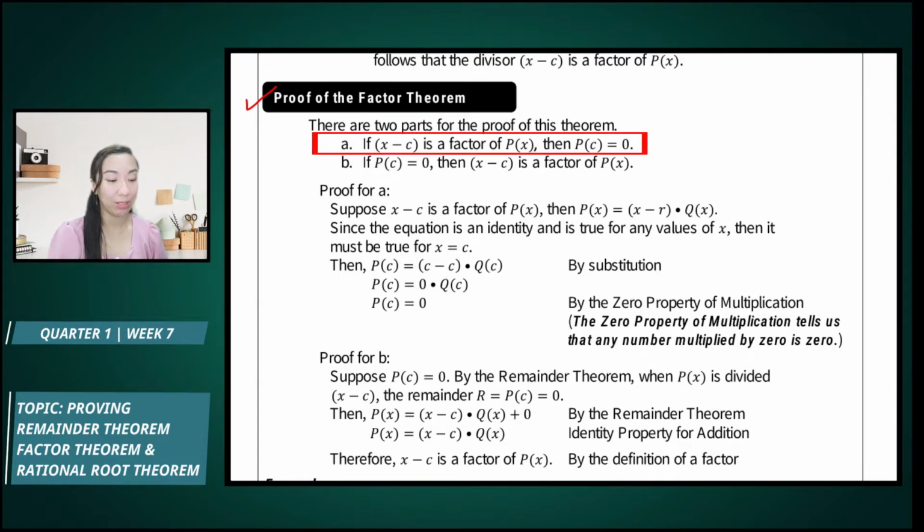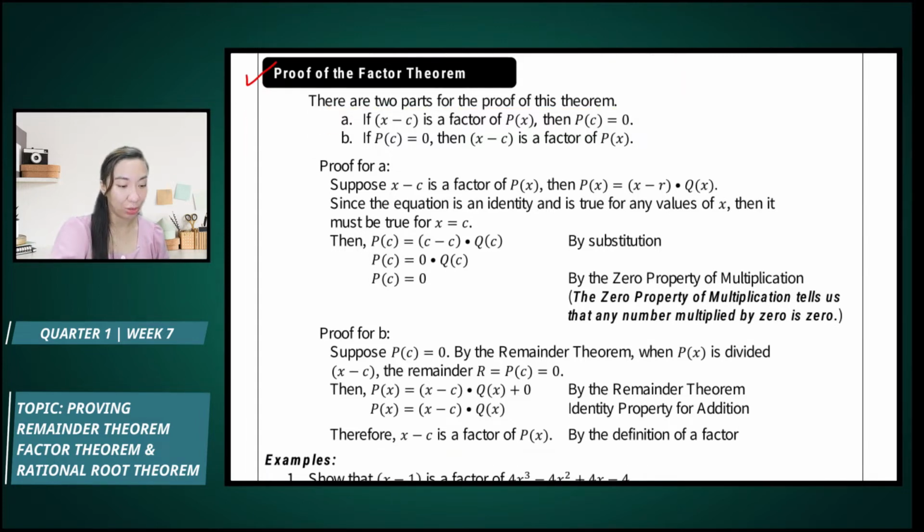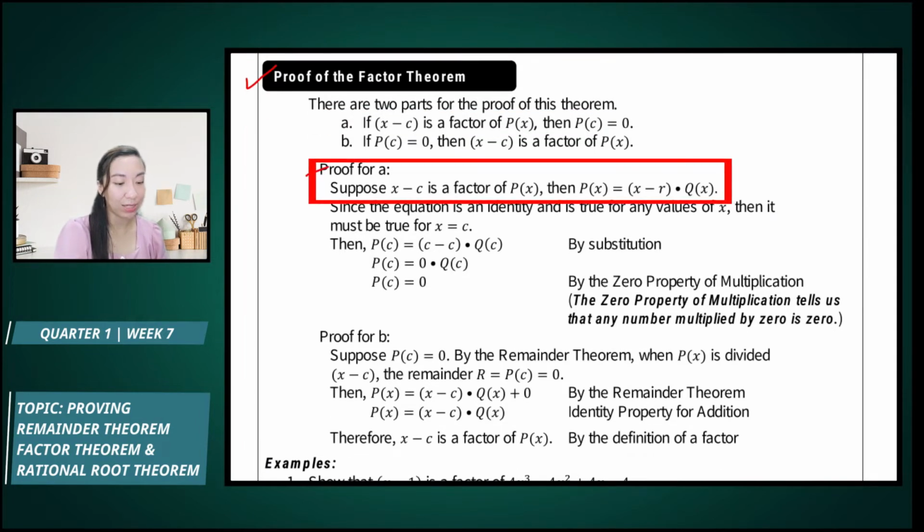If x minus c is a factor of p of x, then p of c is equal to 0. So, let us prove that. Suppose x minus c is a factor of p of x. Then, take note of this, p of x is equal to x minus c times q of x.